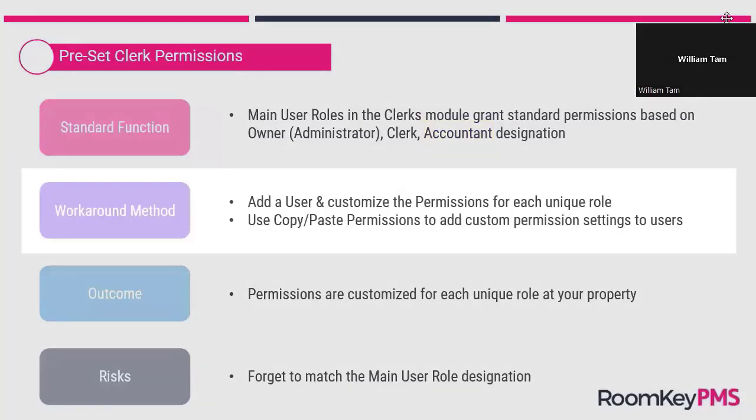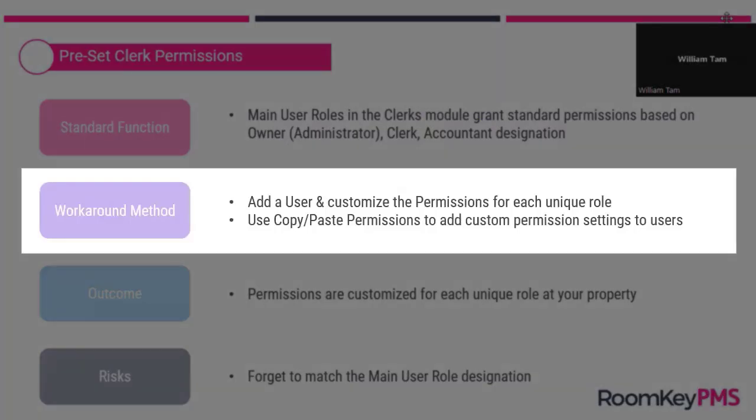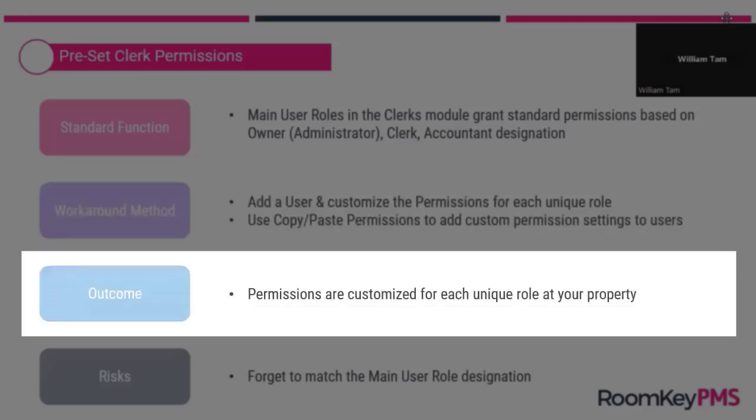Now, the workaround method that you can use is to add a user and customize these permissions for each unique role that you have at your property. Then you can use the copy and paste permissions function to add custom permission settings to each of your users. So for example, if you have a front desk agent and a front desk manager, and those have two different sets of permissions that you would like to standardize for all of your staff, you can use this workaround method to customize and standardize this for your own property.